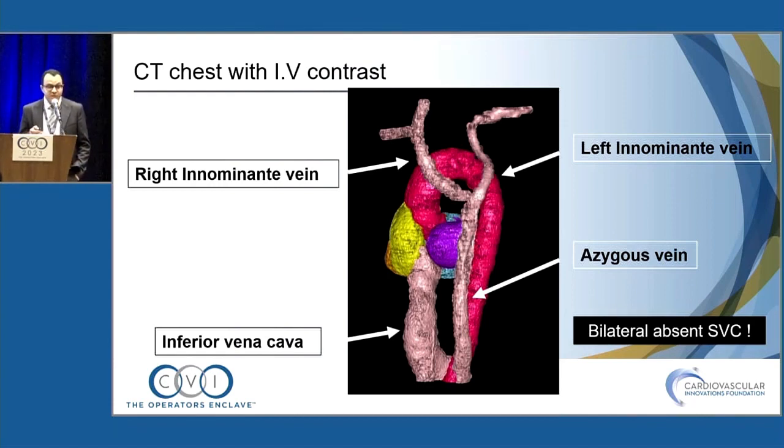Apparently this patient has bilateral absent superior vena cava, and the whole venous drainage of the body went back to the heart through the inferior vena cava. Now we understand why this patient has long-standing lower limb edema, and why he has a dilated IVC in his echocardiogram. And we understood why the pacemaker wire every time went to the abdomen and nothing entered the heart.